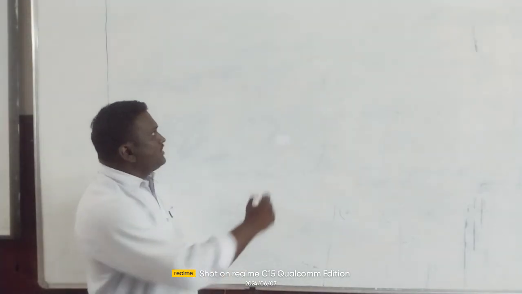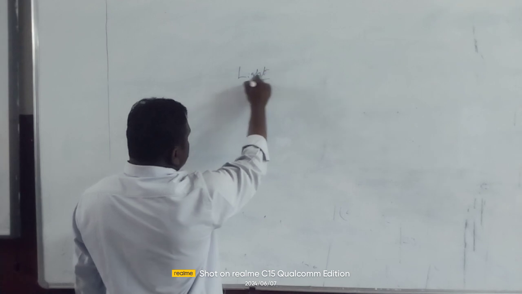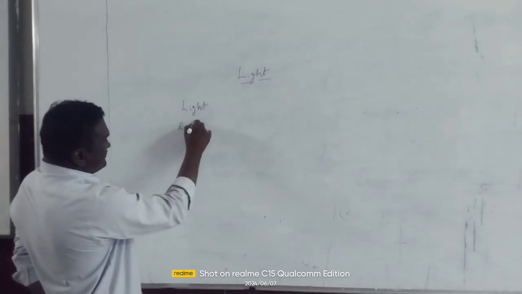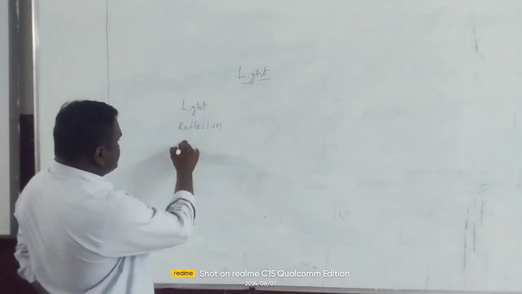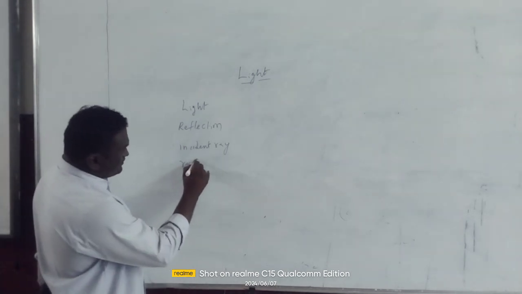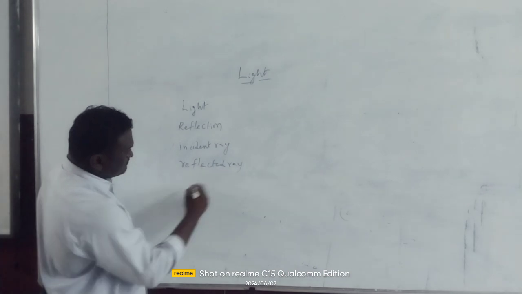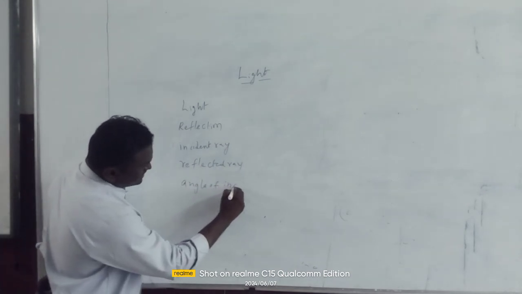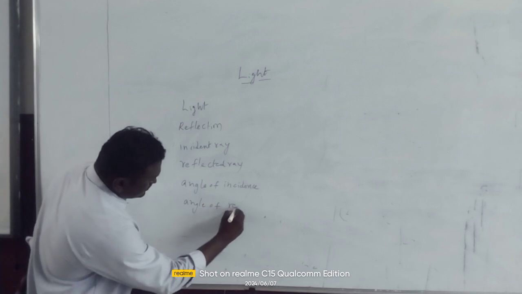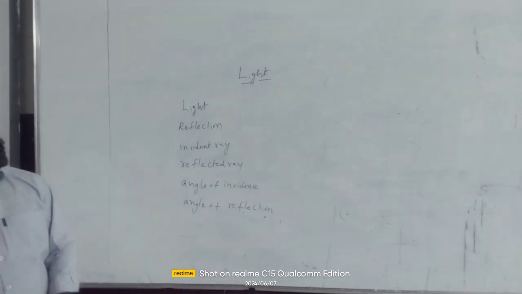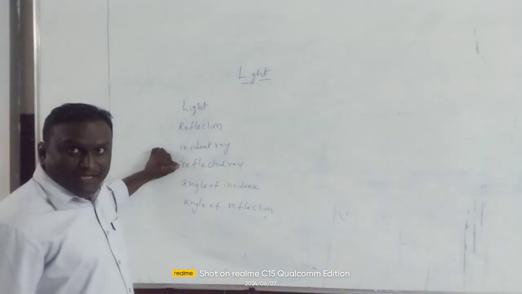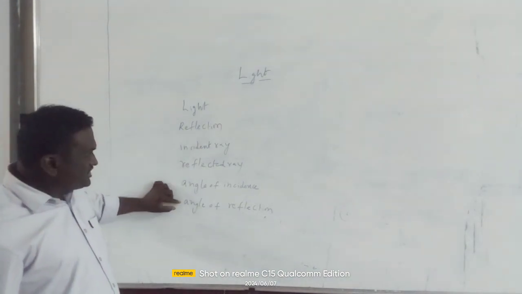Today's lesson, 8th class, is light. The topics are: first, light; second, reflection; third, incident ray; fourth, reflected ray; fifth, angle of incidence; sixth, angle of reflection.